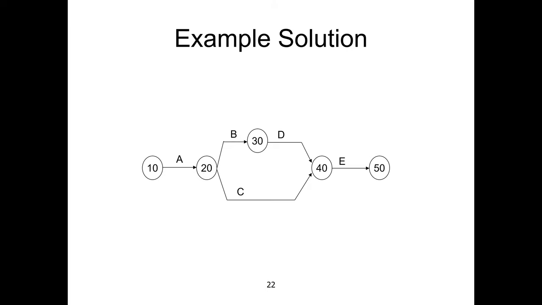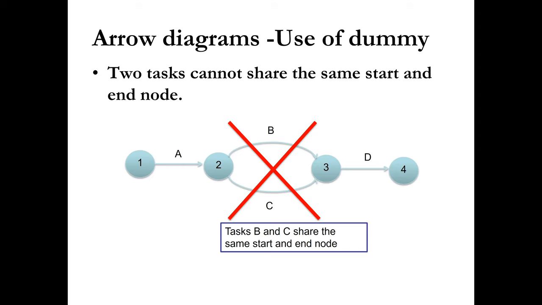This is a simple diagram, but before moving to the next diagram, we would like to mention the dummy activity that we have learned before, and how we are going to use dummy activities in the arrow diagram. There is a rule for drawing the arrow diagram: two tasks cannot share the same start and end nodes. Two activities cannot start from the same node and finish at the same node. Here, two tasks B and C share the same starting point and the same end point. B and C start from 2 and end at 3.